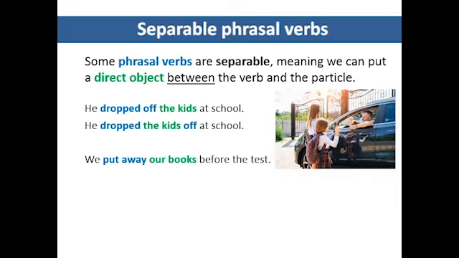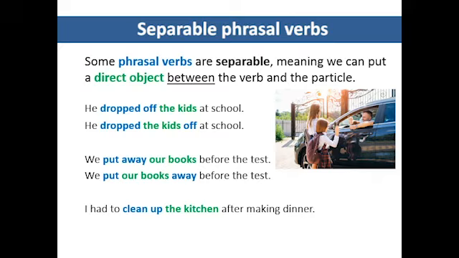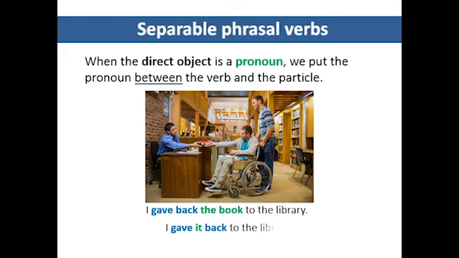We put away our books before the test. We put our books away before the test. I had to clean up the kitchen after making dinner. I had to clean the kitchen up after making dinner. When a direct object is a pronoun, such as it, them, or him, we always put the pronoun between the verb and the particle. We do not put the pronoun after the particle, like this.